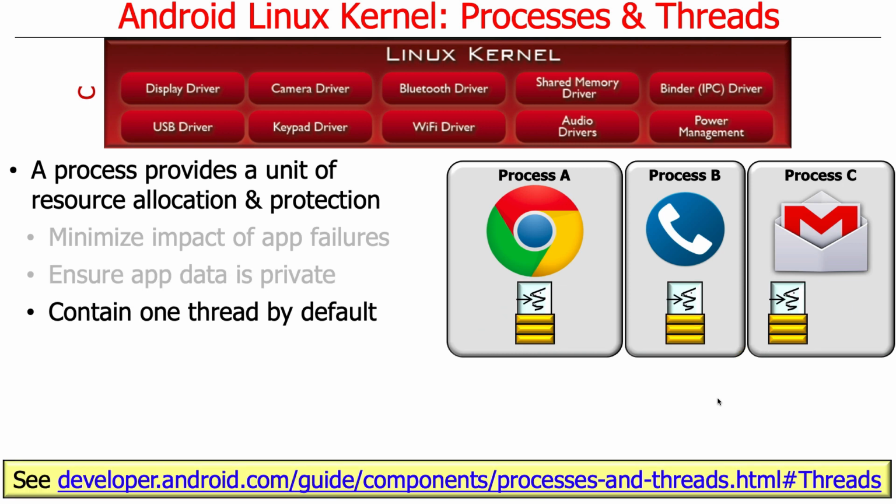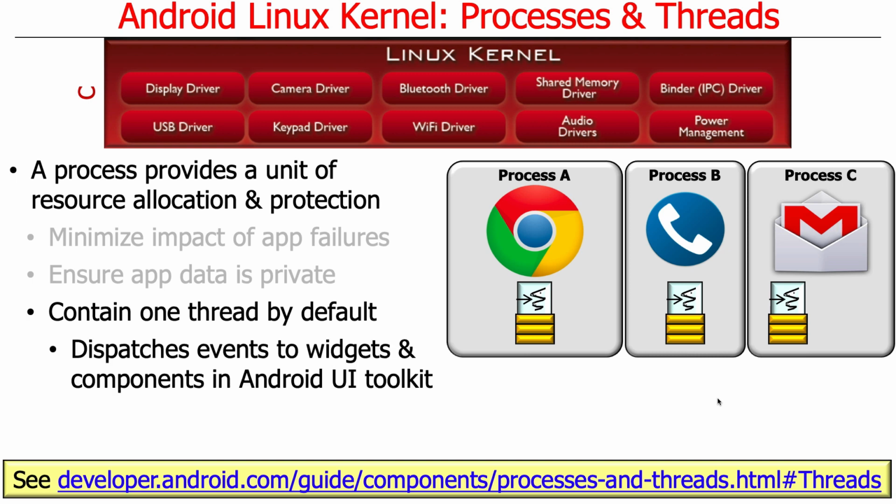By default, every Linux process starts with one thread, which is typically the main thread, or in Android terms, the user interface thread, or UI thread. You can read more about that in the Android documentation. What this thread typically does in Android apps is run the event loop that waits for things to happen, like touch events or network events, and then dispatches the events to various widgets and components provided by the Android user interface toolkit.